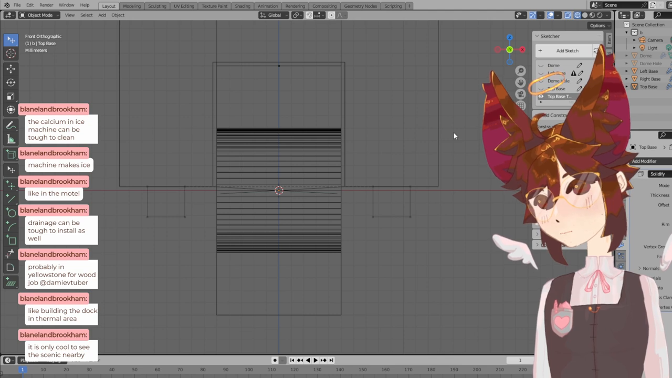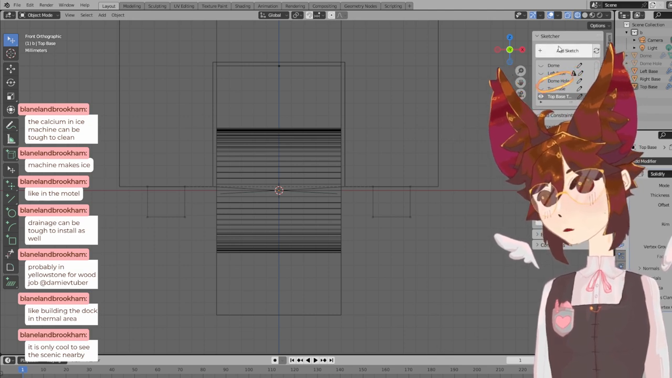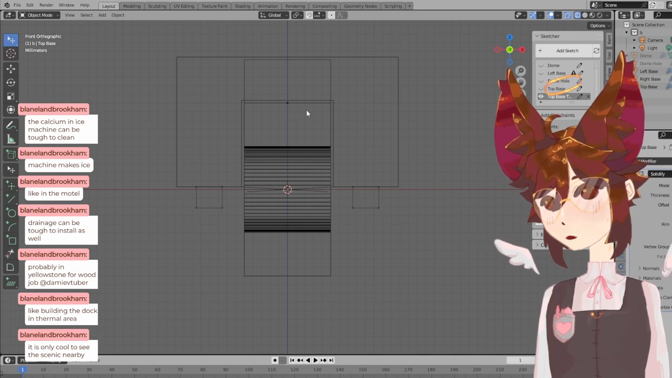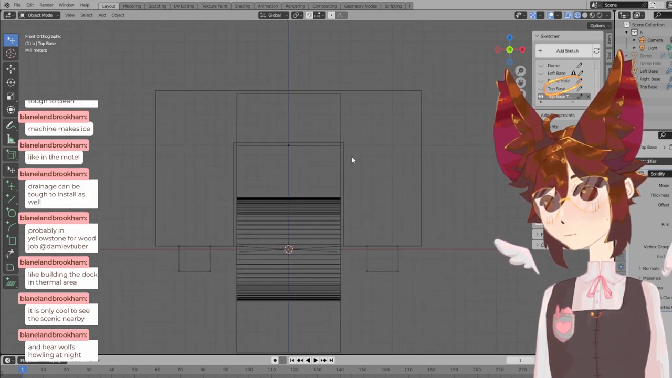Oh, the 0.6 is killing me. Actually, what's killing me here? It's killing me that I made this like 0.75. That's really not that cool. I think I need to make this thicker.